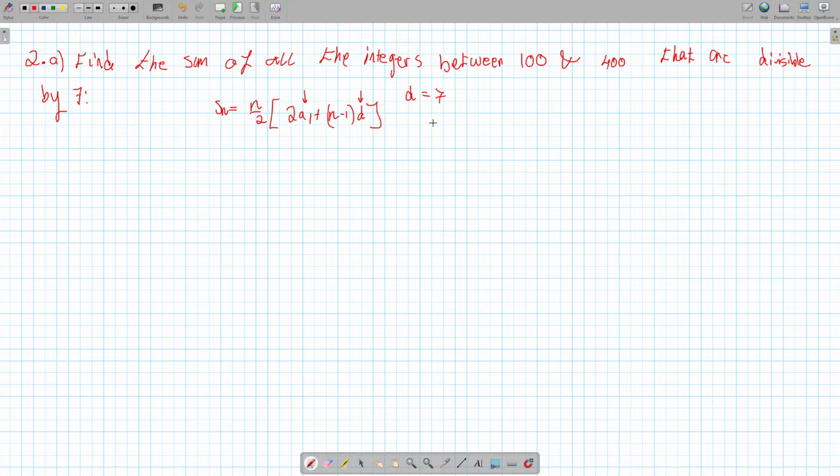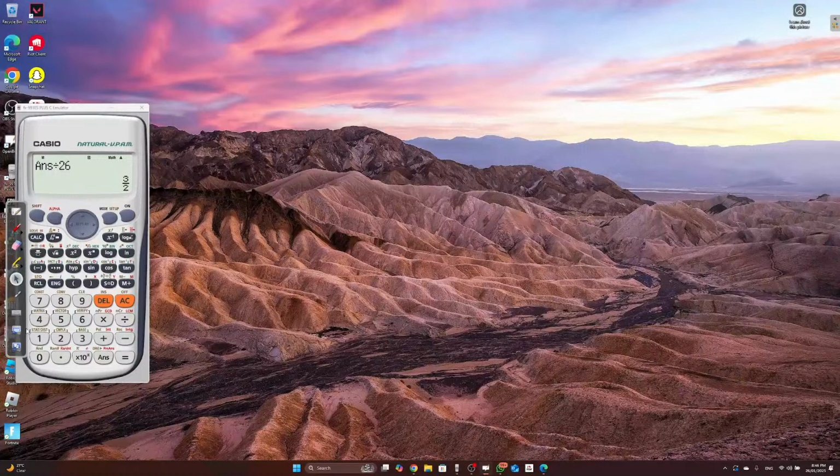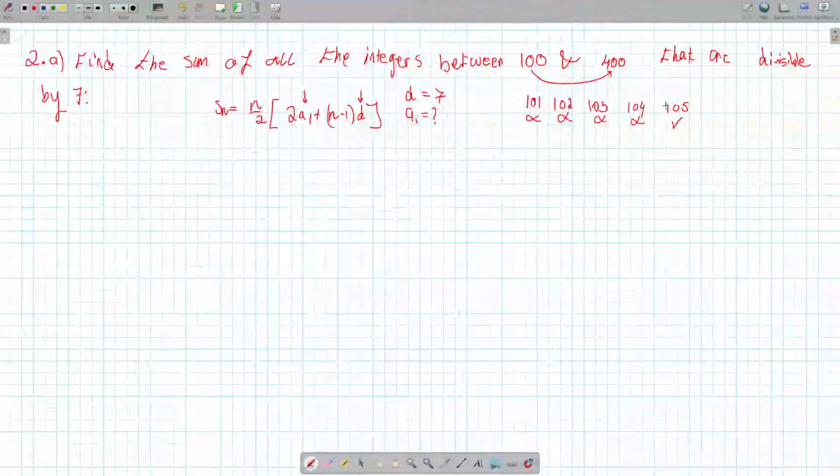You found out your constant difference is 7. What's a1? Between 100 and 400, what's the first number that's divisible by 7? Let's test them out. Is 100 divisible by 7? Obviously not. Is 101? Obviously not. Is 102? Obviously not. 103 isn't divisible, 104 isn't divisible, and 105 is divisible. Let's test it out: 105 divided by 7. Yeah, it works.